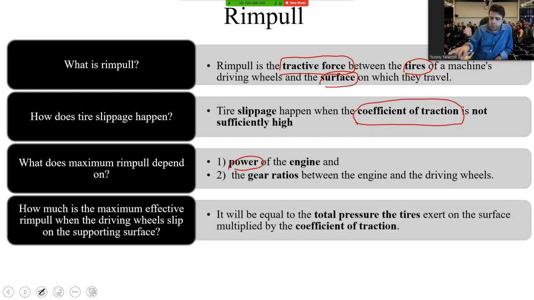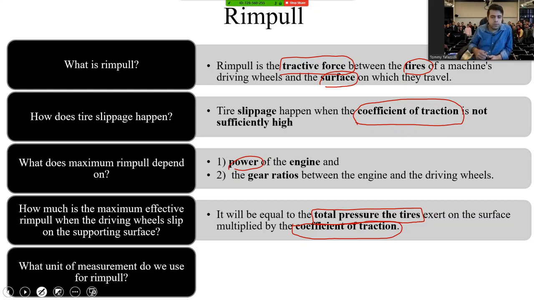So the maximum effort in that condition is the total pressure the tires exert on the surface, okay? So that is the total pressure multiplied by the coefficient of traction, okay? So if you multiply that by the coefficient of traction, you can get the rim pull effort. There is another item that is also important in the rim pull force of a vehicle, and that is the speed of the vehicle. I'll talk about it in a little bit.